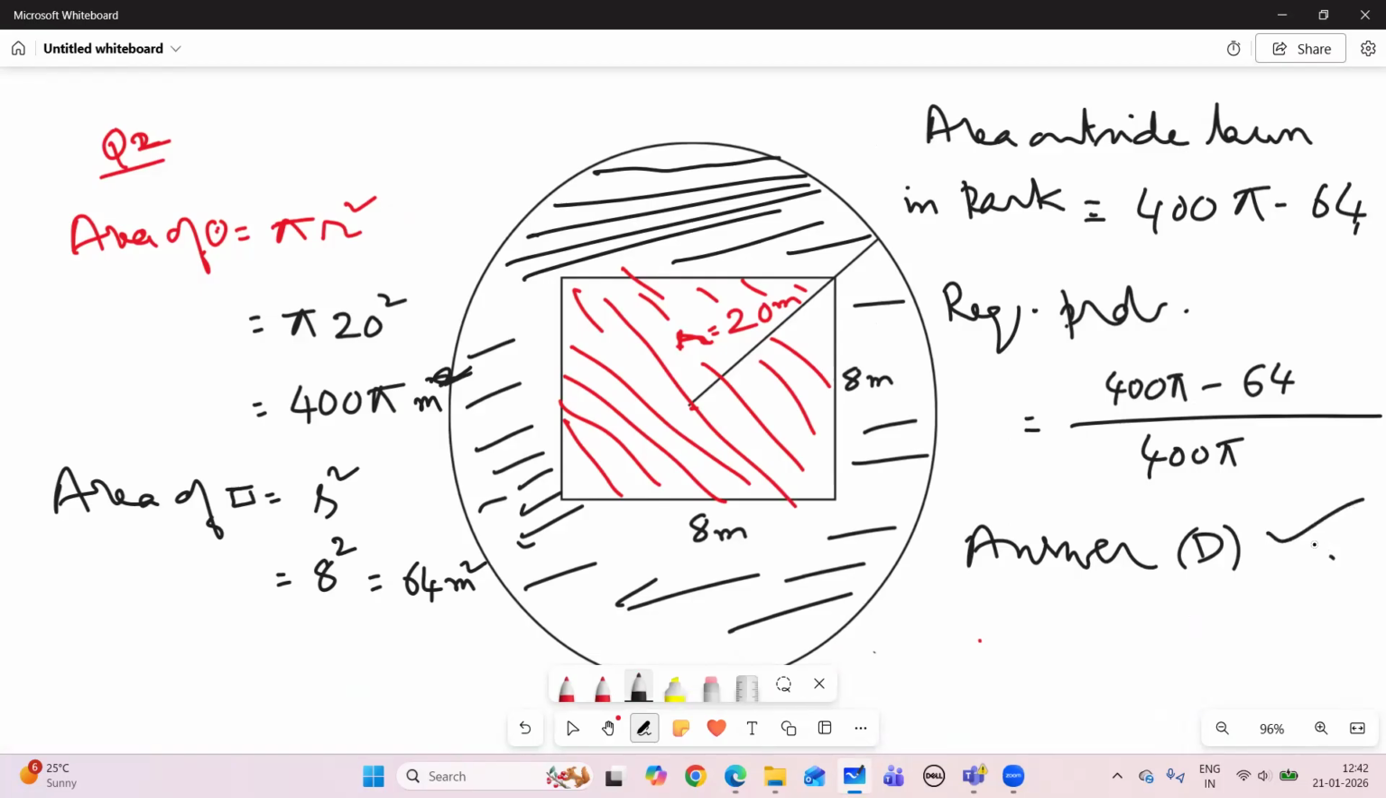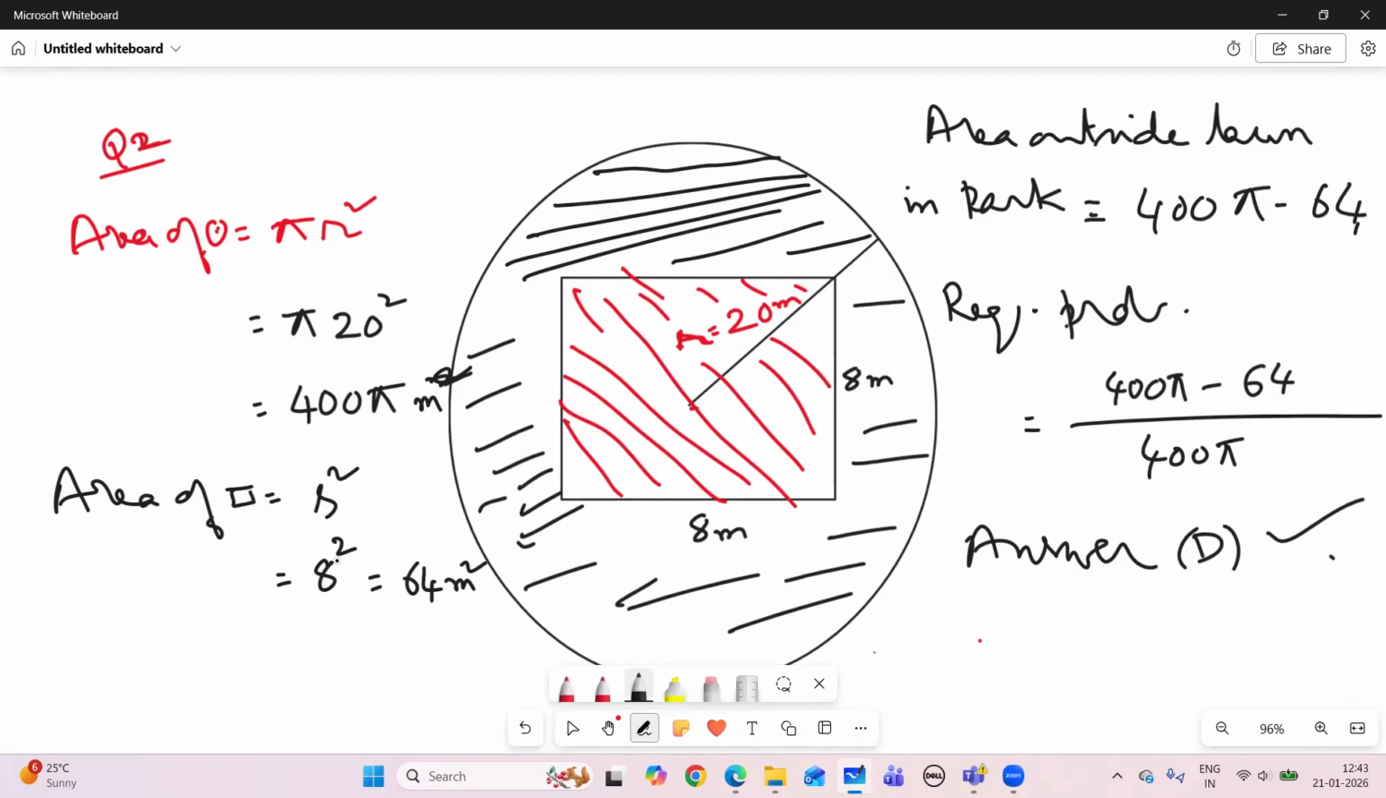Okay, I'm repeating. We have the radius of the circle given to be 20 meters. So its area becomes pi r square. Substitute 20 for r, and it becomes 20 square, 400, into pi. And then go for the area of the lawn. It is in the shape of a square. Its side is 8 units.